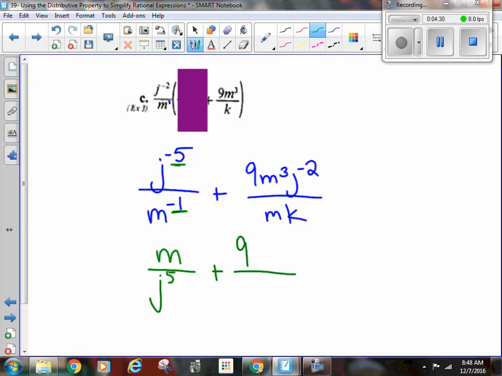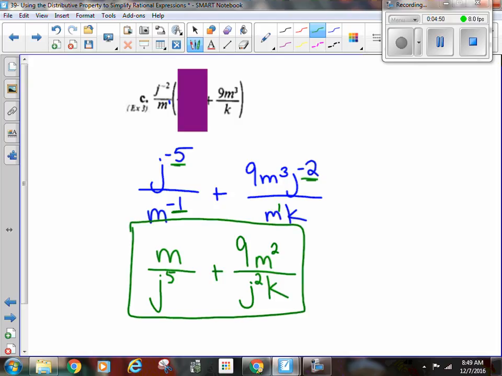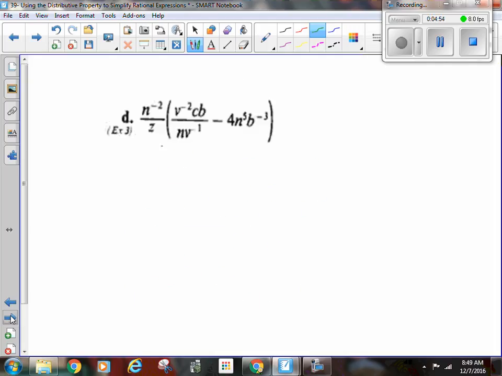Okay, now I look at my m's. I have an m to the third on top and an m in the bottom. Well, m to the third is bigger, so I have 2 m's on the top. I have a j with a negative exponent, so that's going to move to the bottom and become positive. And then my k stays down there. These are not like terms because they do not have all the same variables to the same exponents, so I leave it as is.